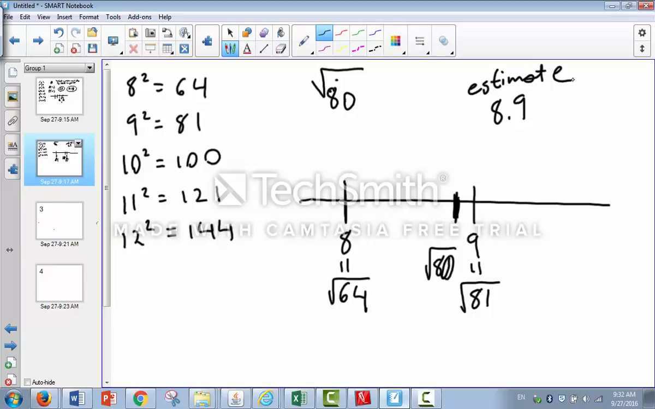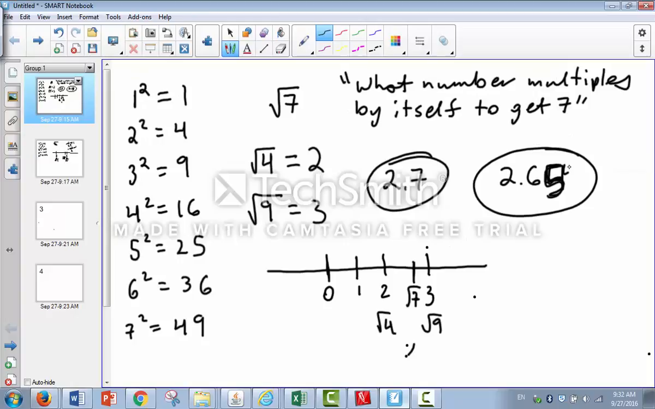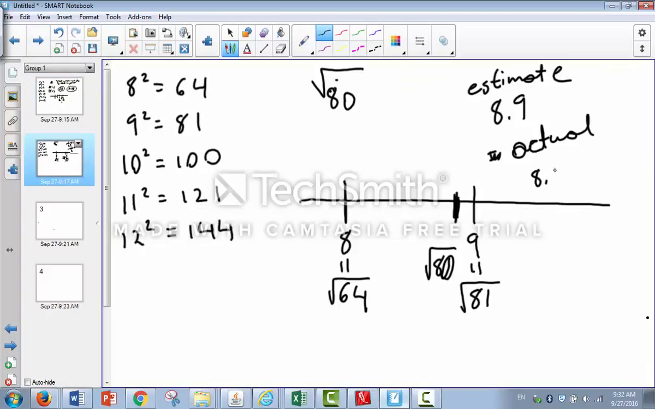And then for the actual, I'm going to put it in my calculator. Square root of 80. And the actual from the calculator is 8.94427191. To 2 decimal places, it would be 8.94.